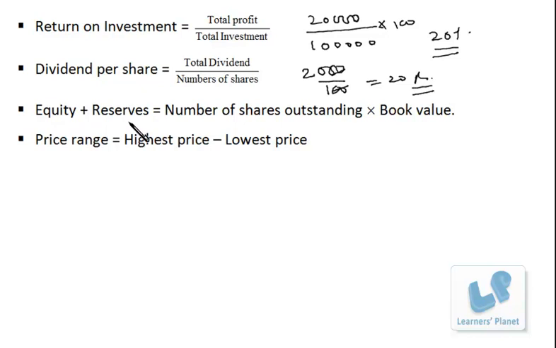Now equity plus reserves is equal to number of shares outstanding into book value. Price range is highest price minus lowest price. What is price range? Generally we say that the price varies from 10 rupees to 15 rupees. That means the price range is 15 minus 10, or we can say 5 rupees. Okay, the variation is of 5 rupees.